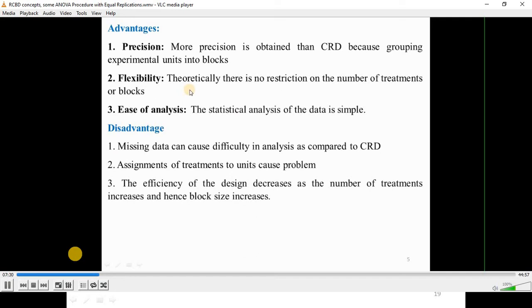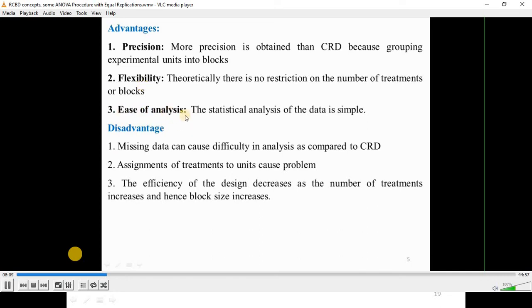But we know that if the number of treatments increases, replication becomes difficult, and the materials as well as the experimental needs could be difficult to handle with a large number of treatments and a large number of replications. But we can use different numbers of treatments and different numbers of replications. That's why flexibility is an advantage of the design.